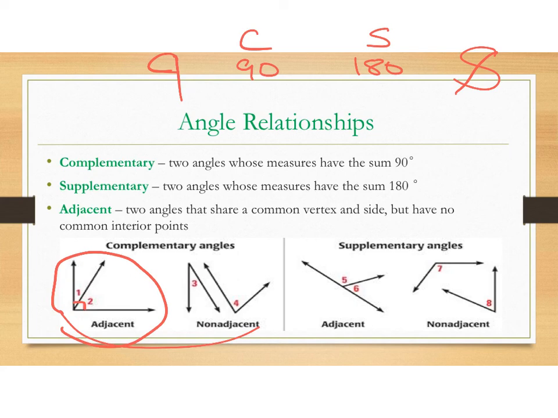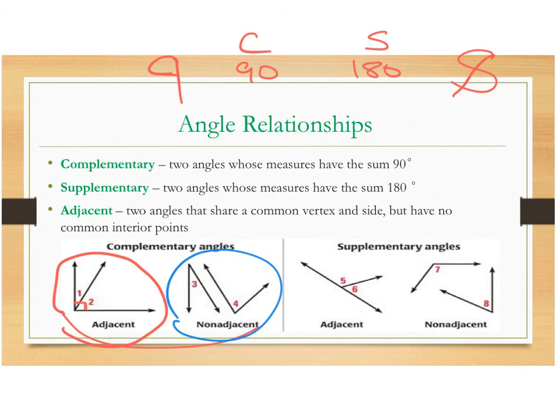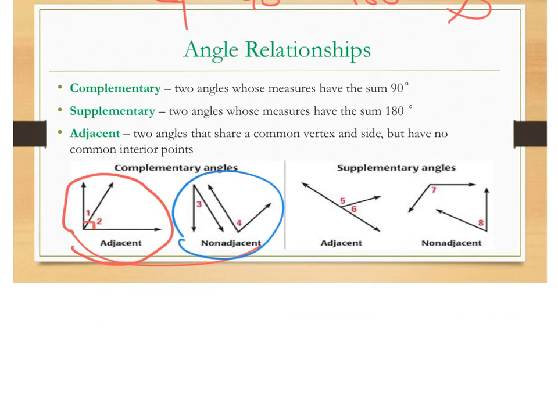Now, the next figure right here, these are also complements. However, they're not adjacent. You might be given a statement that says angle 3 plus angle 4 equals 90 degrees, or they might even have numbers here. This one might be a 30-degree angle and a 60. As soon as you see two angles that aren't adjacent, but when you add the two angle measures you see that they're 90 degrees, they're complementary.